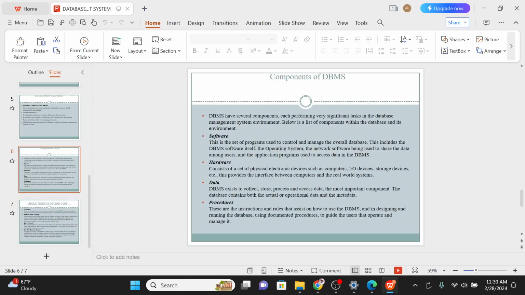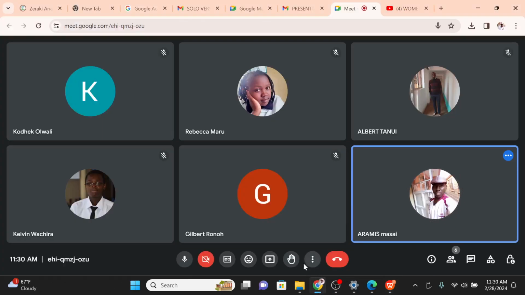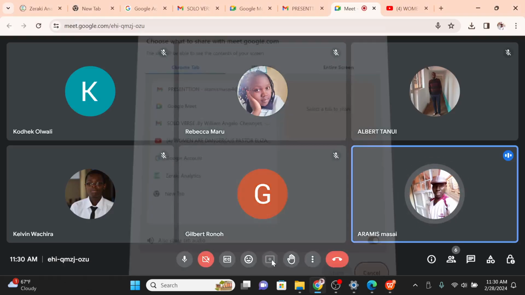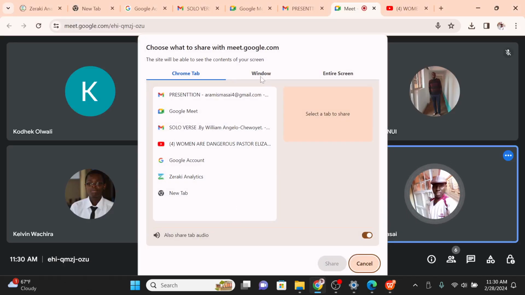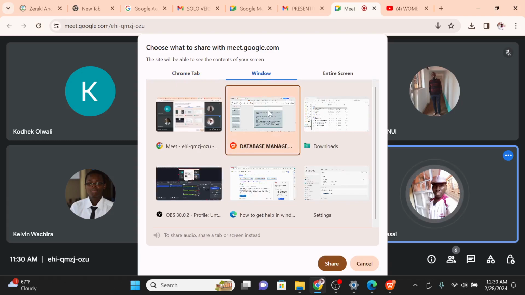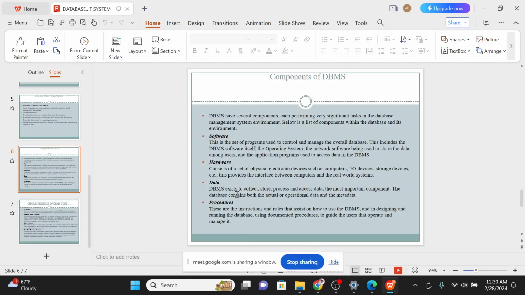Now let me highlight it very fast so that we can see what we are discussing. In components of database, we have the software, the hardware, the data, and the procedure. Software is a set of programs used to control and manage the overall database. They include the operating system and also types of operating systems.